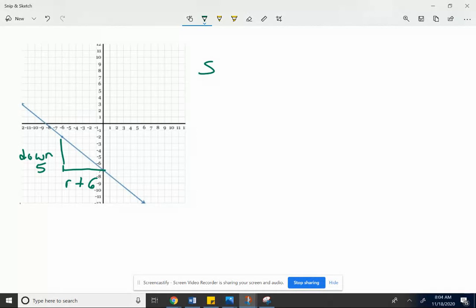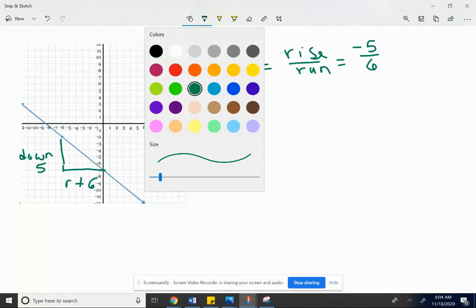Okay, so for my slope, which is rise over run, my rise is down 5. That's a negative direction. My run is right 6, so that's a positive 6. So my slope is negative 5/6. Also think of it this way: the line's going down, so you know that the slope should have ended up being a negative number.